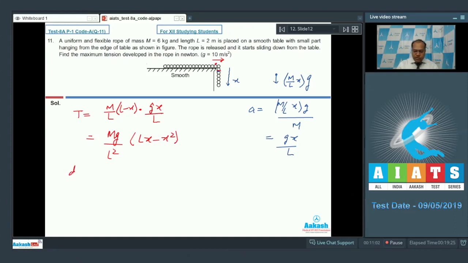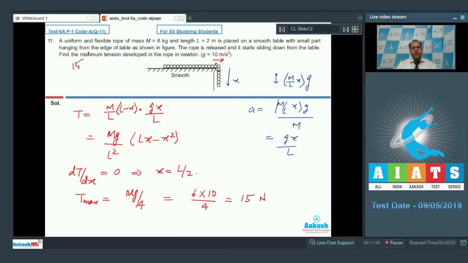If I differentiate this tension with respect to x in order to get the point at which the tension is maximum, I set it equal to 0. On further solving, we get x equal to L by 2, and this is the point of maximum. Substituting this, the maximum tension comes out to be mg by 4. With m as 6 and g as 10, divided by 4, it comes out to be 15 Newton. So the correct answer for question number 11 is 15. Let's move to question number 12.